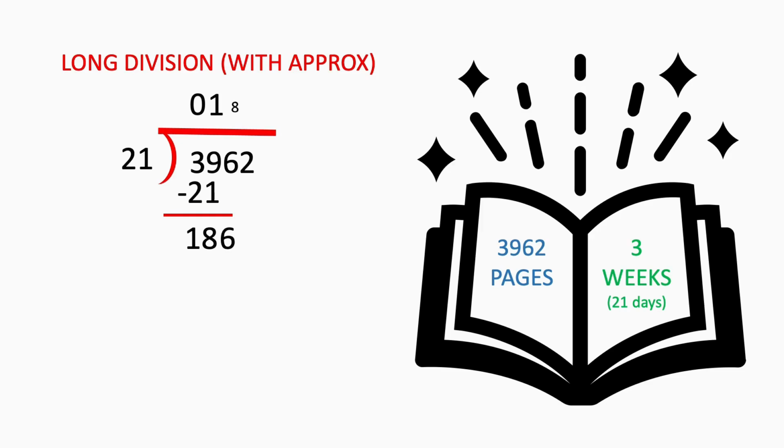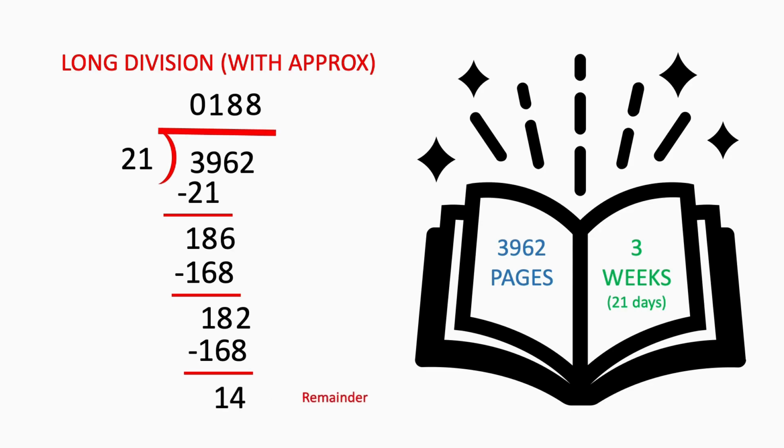It seems that 8 times 21 will fit in 186. 8 times 21 is 168. We subtracted from 186. The remainder is 18. At the end, we enter 2. Again, the multiple seems to be 8. 182 minus 168 is 14, which is no longer divisible by 21, and there are no more digits in the dividend to enter in the calculations.